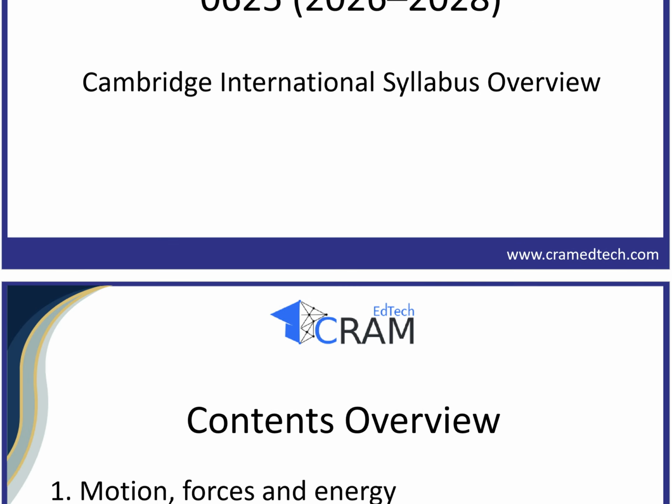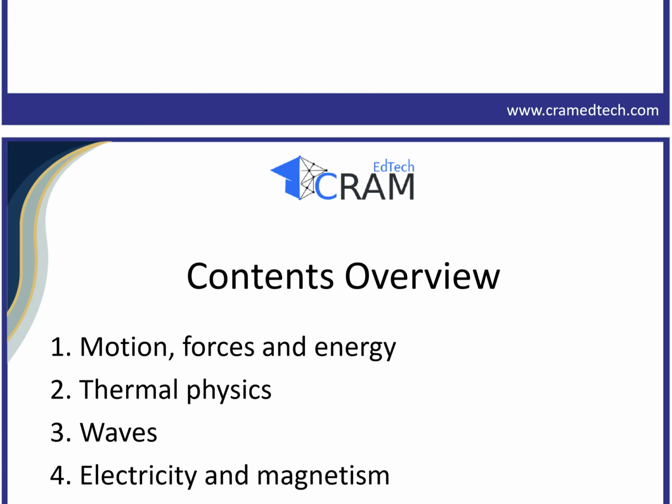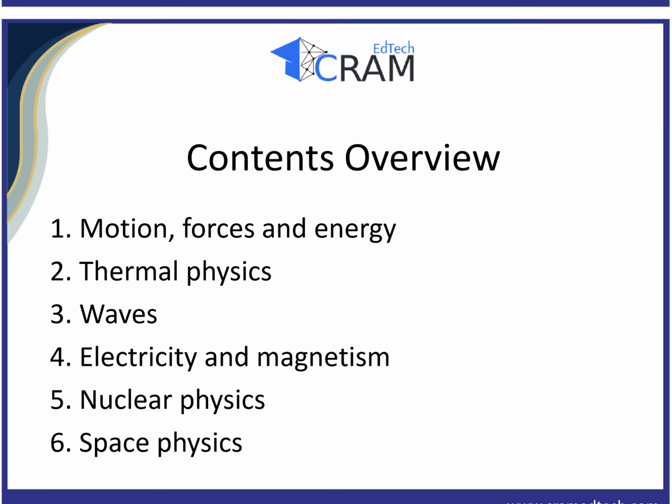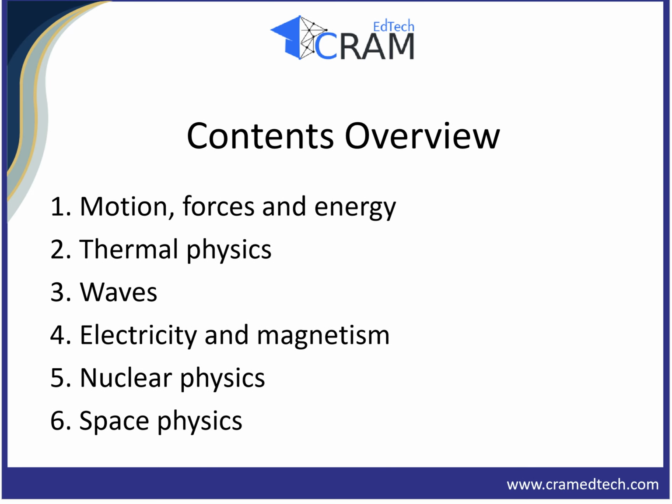You can see over here our contents overview. We have 6 units here. The first unit is motion, force and energy. Then we have thermal physics. Then we have waves, electricity and magnetism, nuclear physics, and space physics.